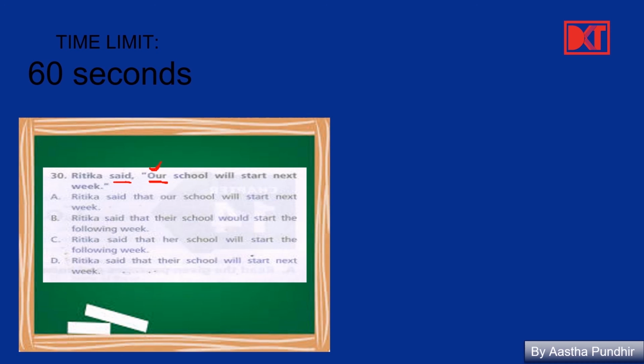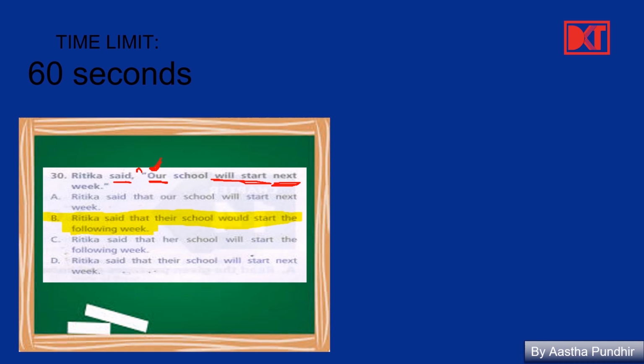So, yeah, it is in the plural, so "our" will get converted to "their". Pritika said, here "that" will come in: that their school will. Now, will start. Will start will be back shifted and will change to would start next week. What did we learn for next week? How do we convert expressions of time and place? It will become the following week. Okay? So, here the correct answer is B. Pritika said that their school would start the following week.